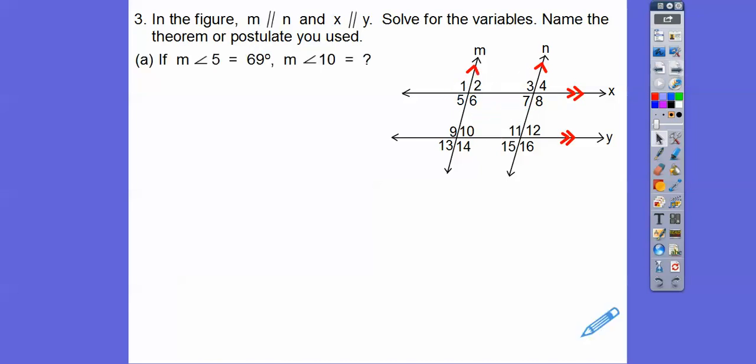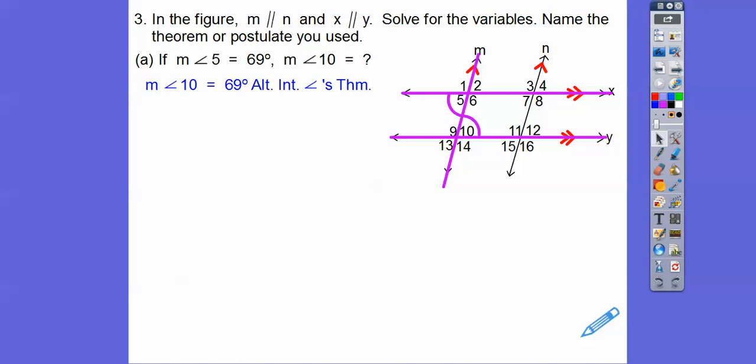Okay, let's go. So if 5 equals 69, what's 10? Okay, we just talked about that. So 5 and 10 are alternate interior angles. So we just said it's equal to 69 degrees. It says state the postulate or theorem, so the alternate interior angles theorem. And I don't know if our book says postulate or theorem. Some books say postulate in one book and then they say a theorem in the other. So if you just say alternate interior angles are congruent, that's okay.